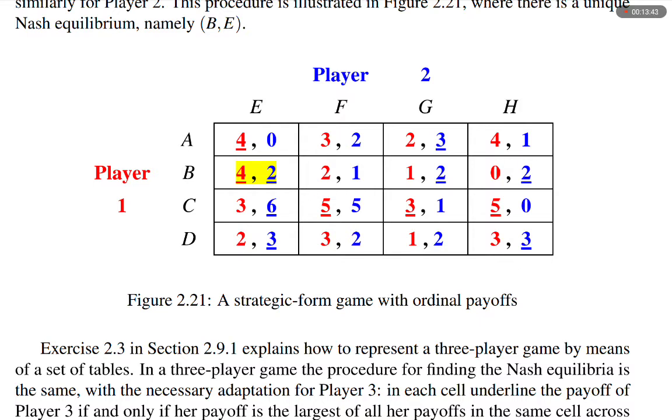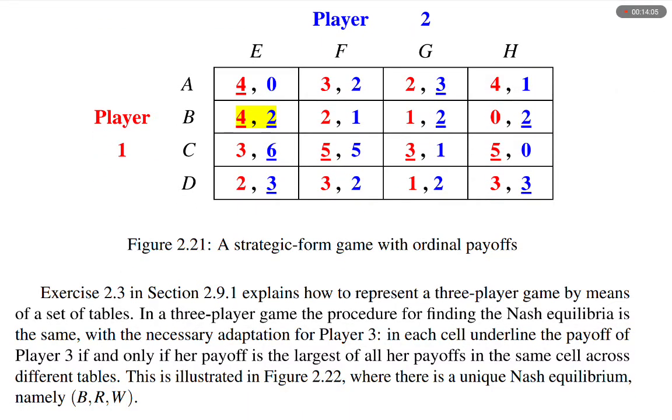The payoffs are 4, 0, 3, 2, 2, 3, 4, 1. Then next row: 4, 2, 2, 1, 1, 2, 0, 2. Next row: 3, 6, 5, 5, 3, 1, 5, 0, 2, 3, 3, 2, 1, 2, 3, 3.